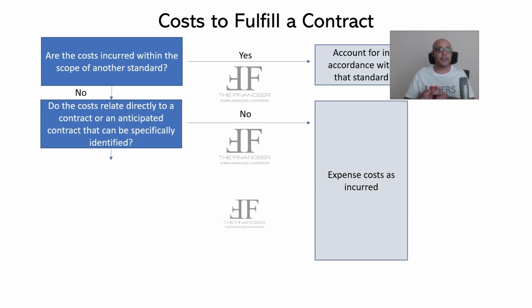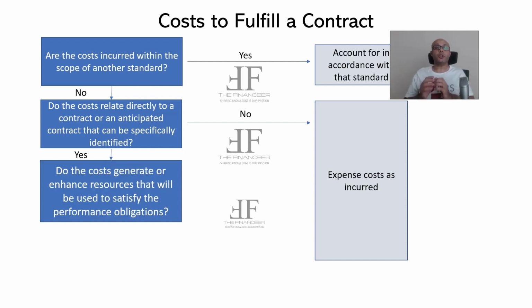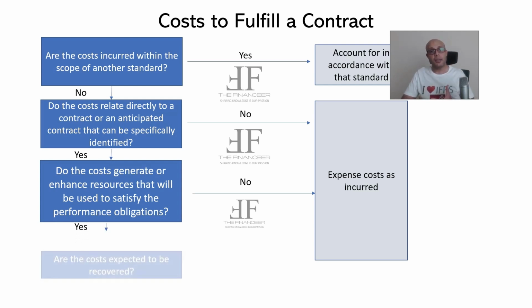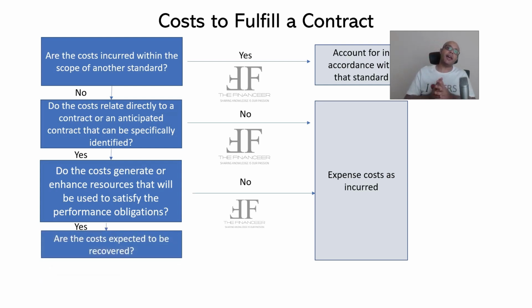But if the answer is yes to this question, go to the third question. Do the costs generate or enhance resources that will be used to satisfy performance obligations? So you are using this cost to fulfill a contract and to develop your performance obligations under this contract. If the answer is no, it doesn't help the company or enhance the performance obligations under this contract, so in this case it must be expensed. But if the answer is yes, these costs are related to enhancing the performance obligation or helping the company to fulfill a contract. So go to the last question.